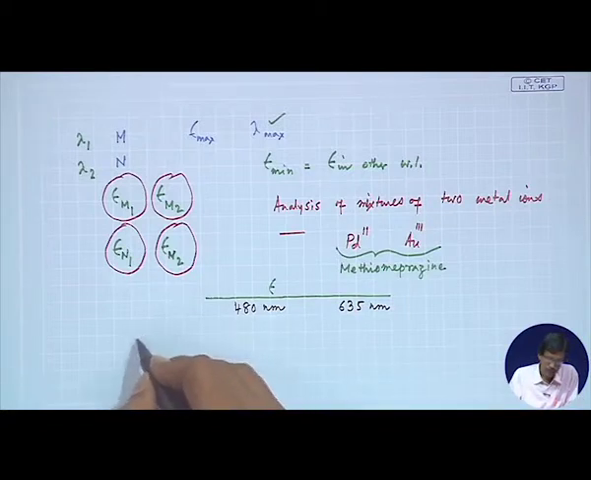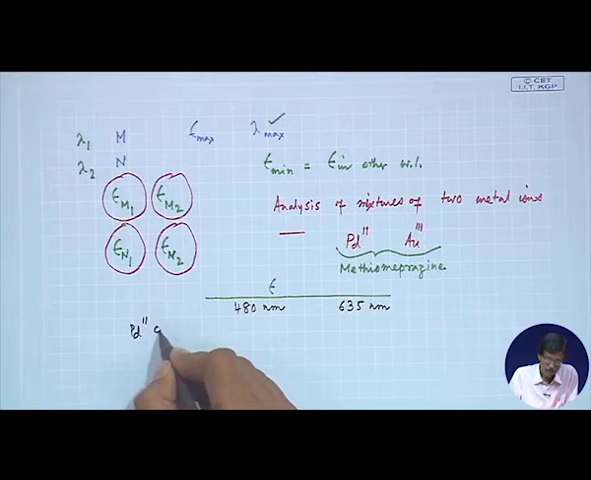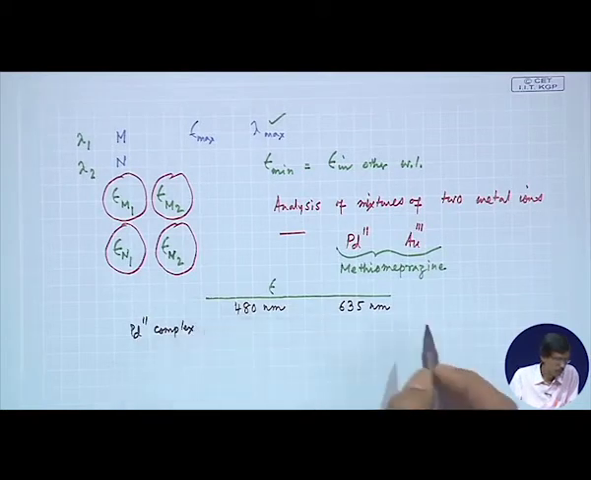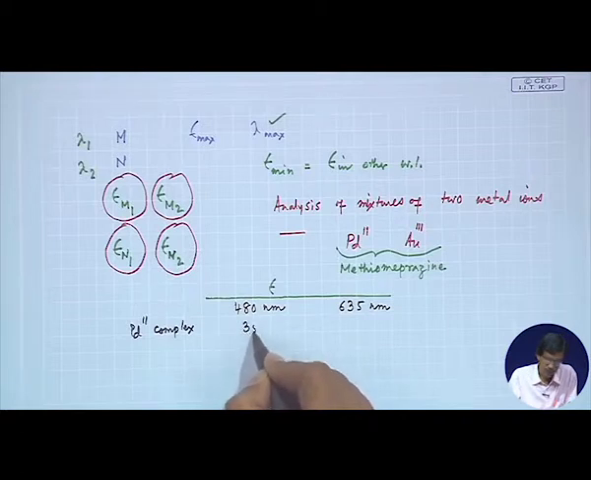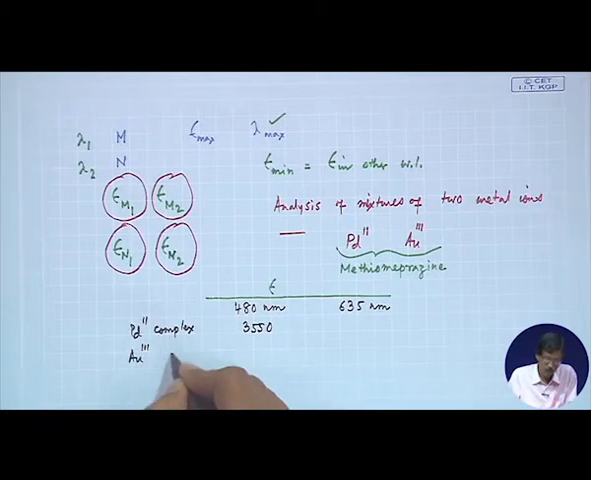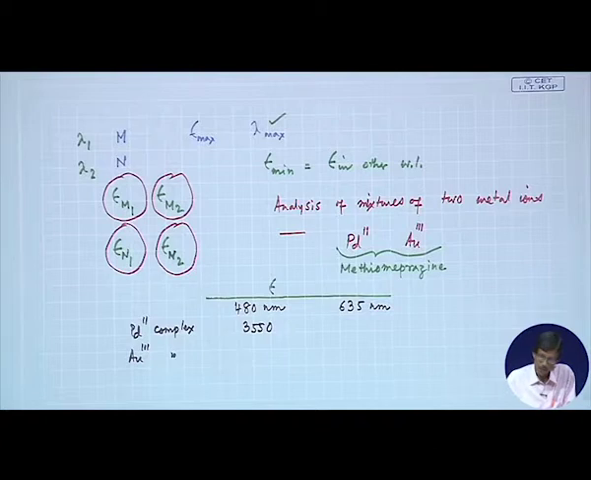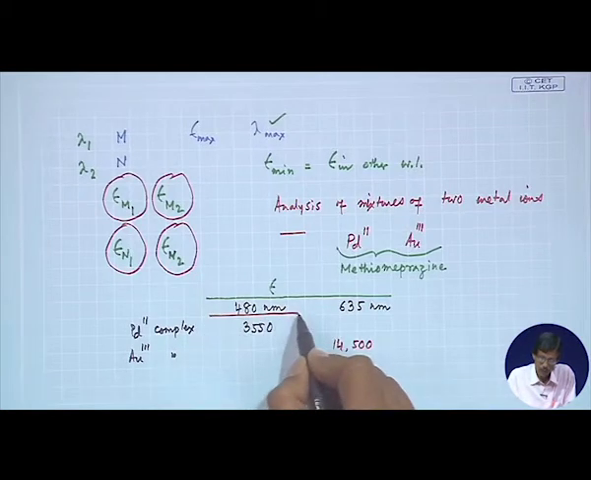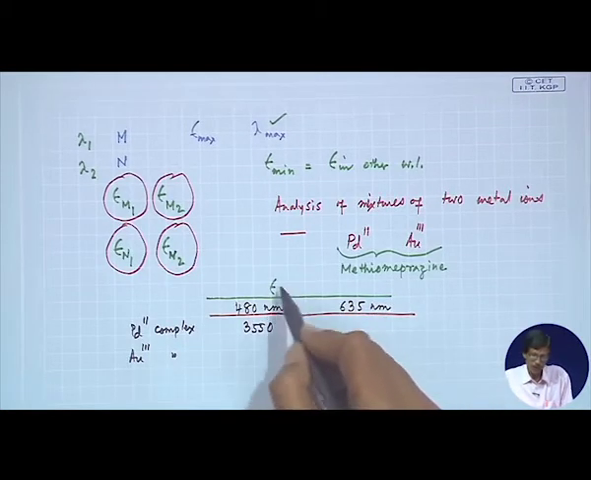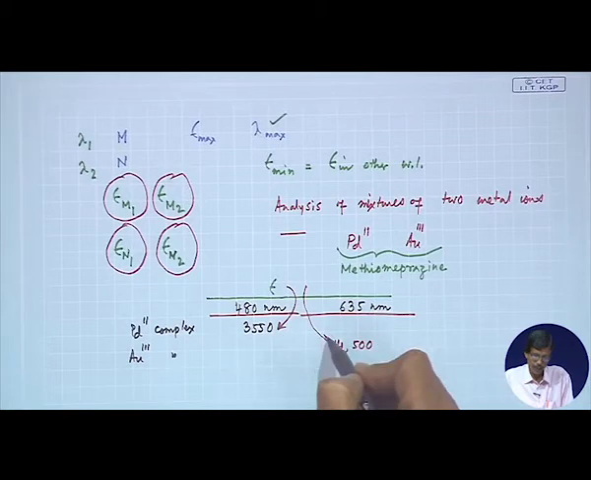So, this palladium 2 complex has a corresponding epsilon max value at the lambda max at 480 nanometer, where the epsilon value is 3550. Similarly, this gold 3 complex will have a corresponding lambda max value at 635 nanometer, having an epsilon value of 14,500. So, these are your epsilon values. This is one epsilon, this is another epsilon.